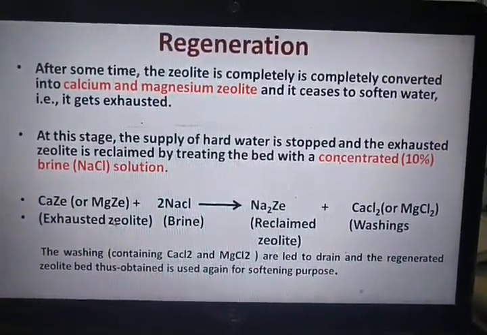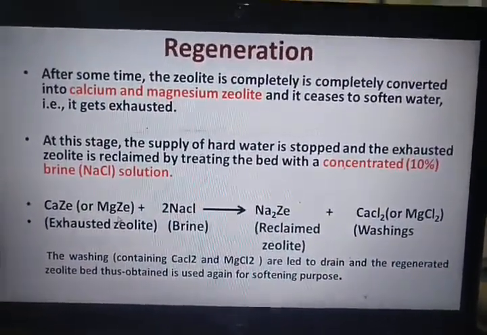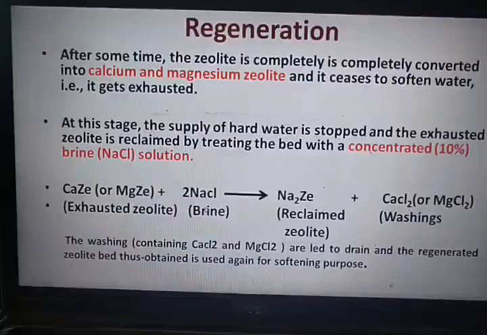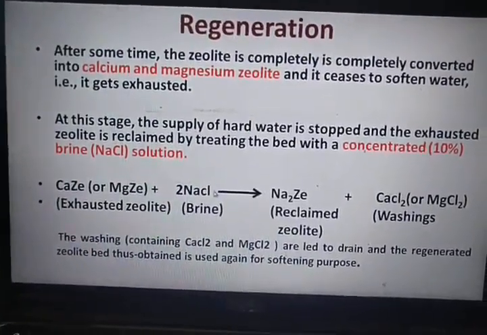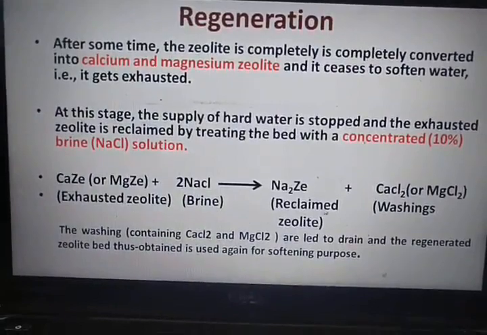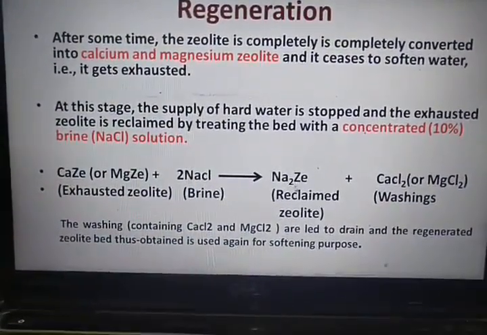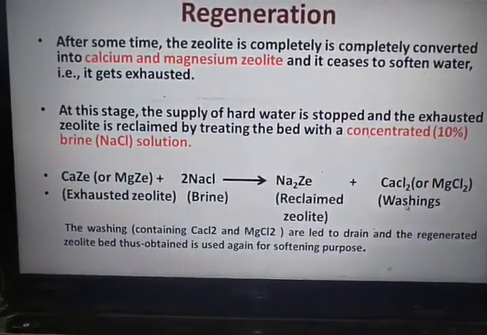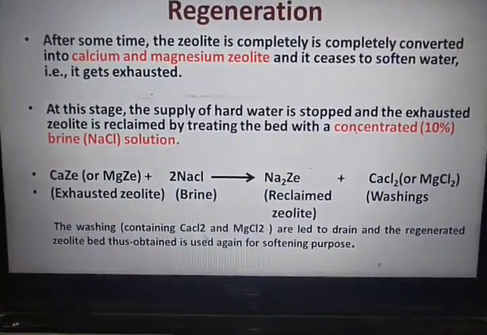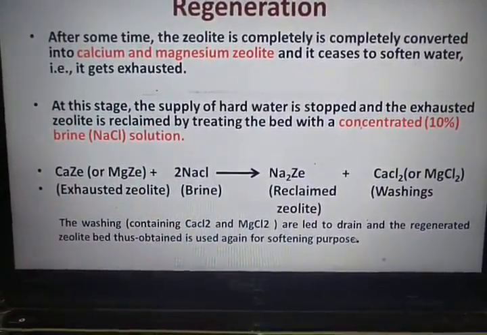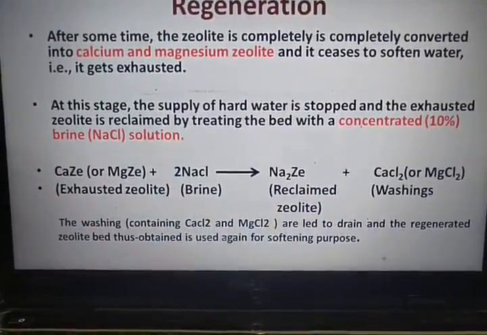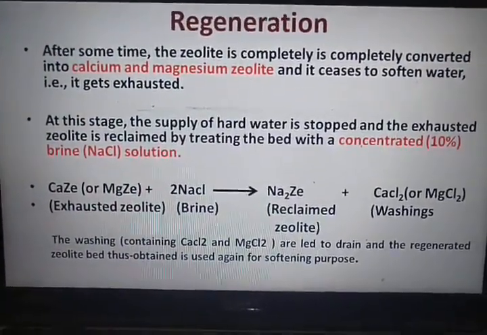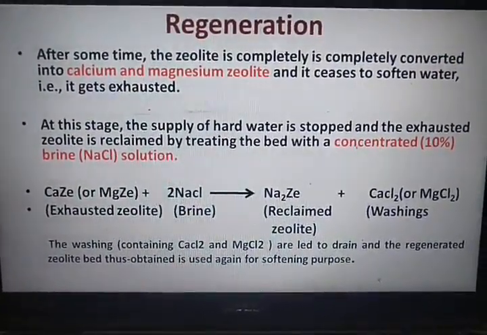The exhausted zeolite will be in the form of CaZe or MgZe. So if you mix it with the brine, that is 10% concentrated sodium chloride solution, then the zeolite is reclaimed in the form of Na2Ze, that is sodium zeolite, plus calcium chloride or MgCl2 as the washings. These washings contain the calcium chloride and magnesium chloride. They are led to drain, and the regenerated zeolite bed thus obtained can be used again for the softening process. That's why this regeneration can be done in the zeolite process.